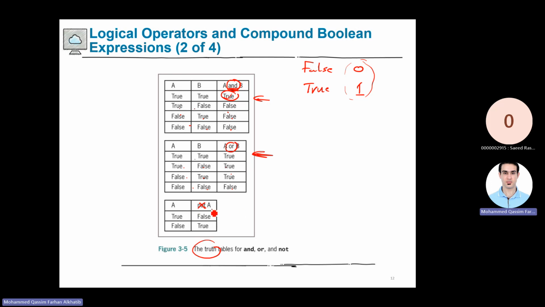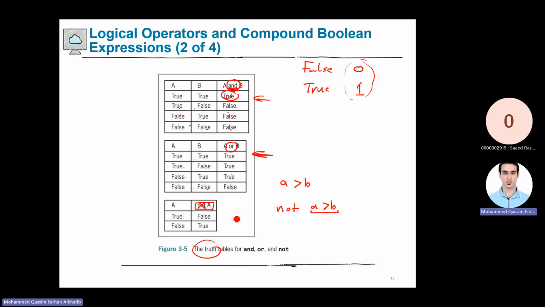However, you need to know how NOT works. For example, if you have A larger than B, and then I ask you NOT (A larger than B), what does that mean? What will be the outcome of this?